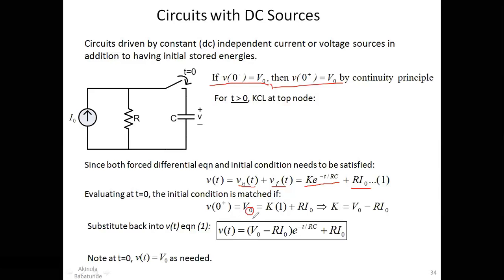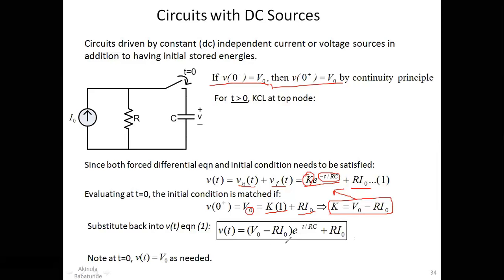So when T is equal to 0, wherever you find T, you put 0 there. If you put 0 here, everything here becomes 0. Exponential 0 becomes 1. That's why we have K multiplied by 1 here, then plus Ri naught. All right. If you rearrange these, you will find out that your K would be equal to V naught minus Ri naught. If you pick this and bring it back to this particular equation at the top here to replace K, you find out that your V of T will be equal to V naught minus Ri naught exponential minus T over Rc plus Ri naught.